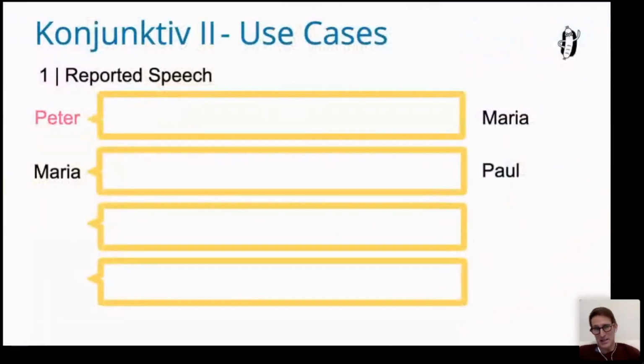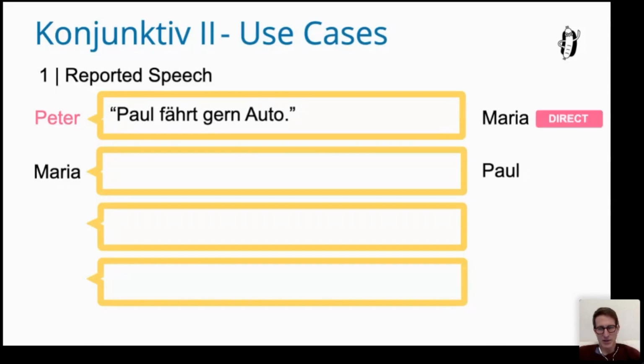Now, Konjunktiv 2. Let's start with the use cases and then the forms, a bit different, because we just talked about reported speech. I told you if Konjunktiv 1 looks like the basic present form, then you don't use it. You use Konjunktiv 2. Quick overview. Peter talks to Mary. And this time Peter tells her something about Paul. Paul is the one who likes to drive cars. It's direct speech. You can see that with the, how do you call these again? Anführungszeichen in German.